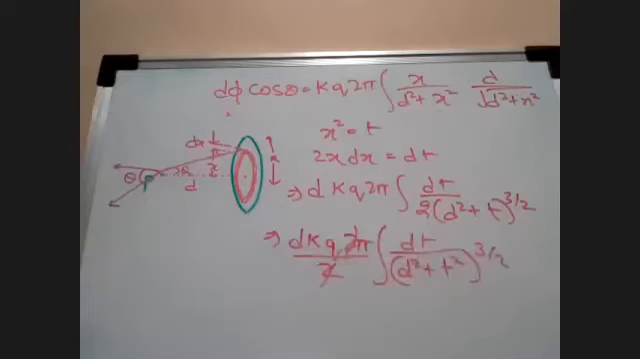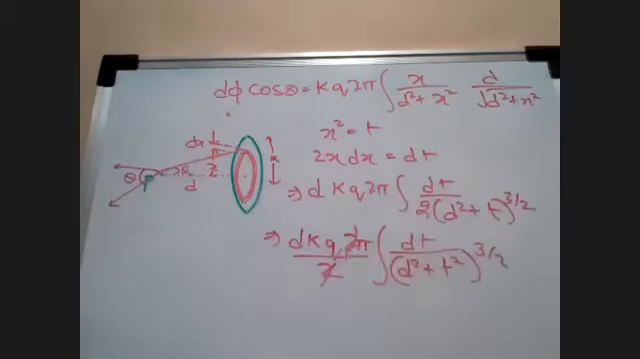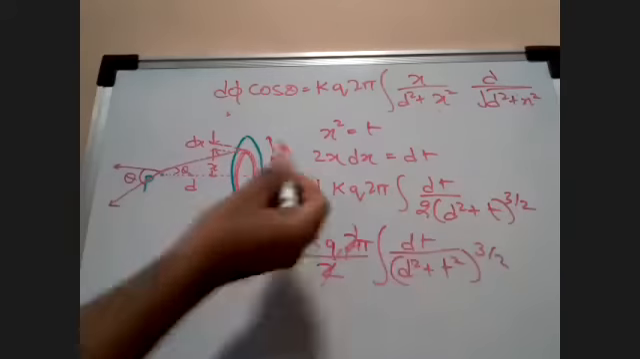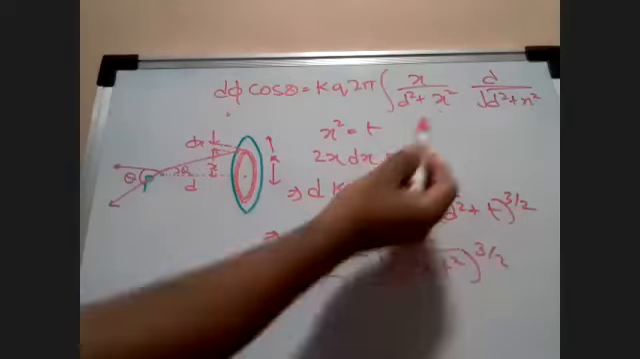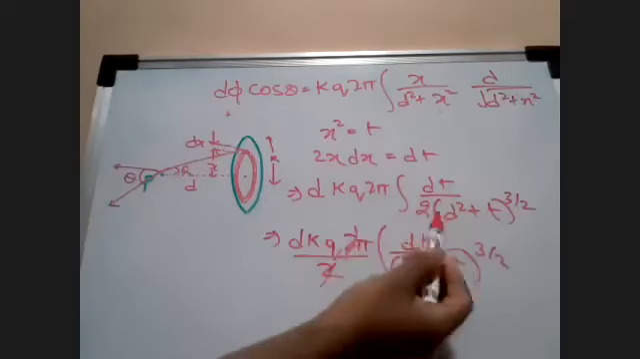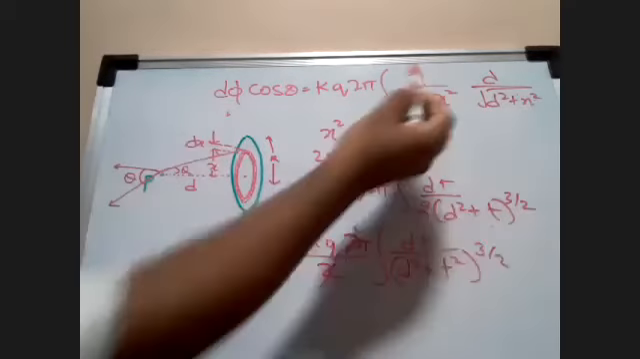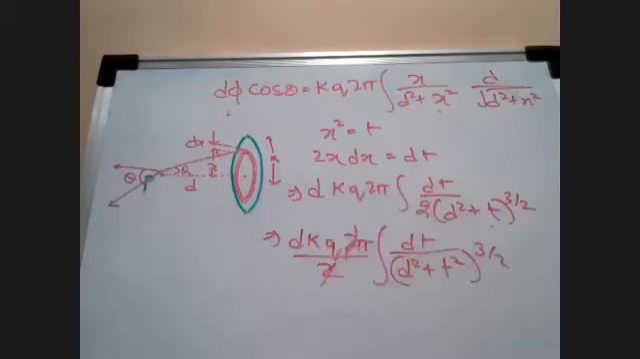Then I have taken x square equal to t for simplification of integration. So 2x dx is equal to dt, differentiating both sides. Ultimately, I have substituted x square as t over here, and I have taken x dx as dt upon 2. Is that clear? If anyone has any doubt, please let me know.